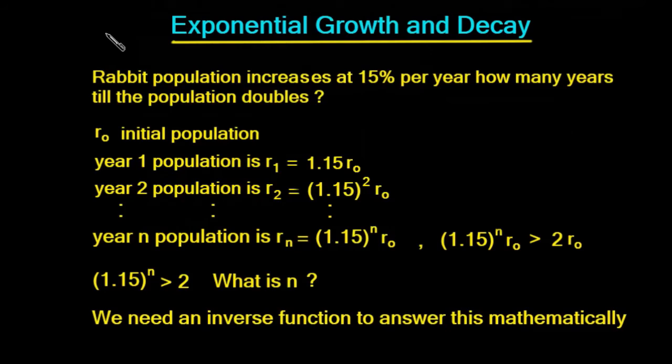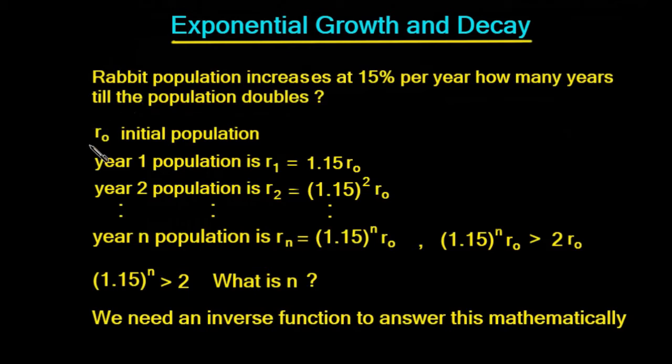In the previous video I mentioned that exponential growth and decay occur in a lot of natural phenomena. So let's take one as an example. Let's say we've got a rabbit population and it increases at 15% per year, and we're going to ask how many years does it take for the population to double.